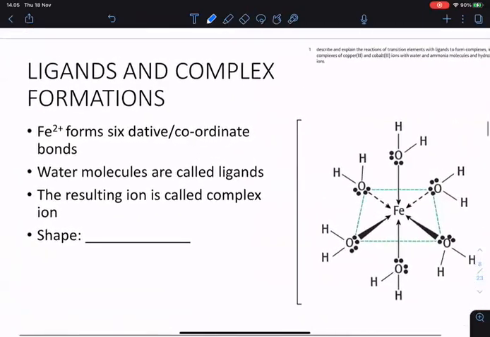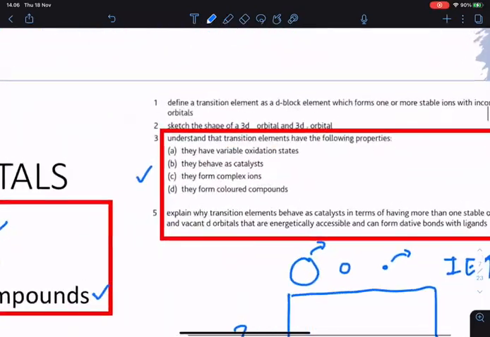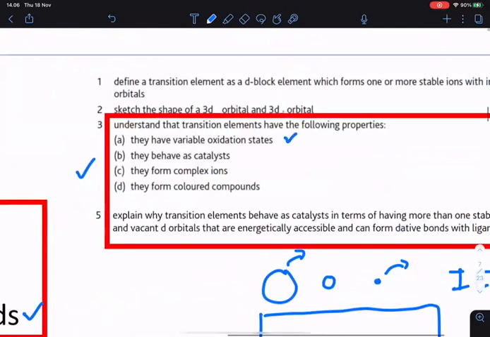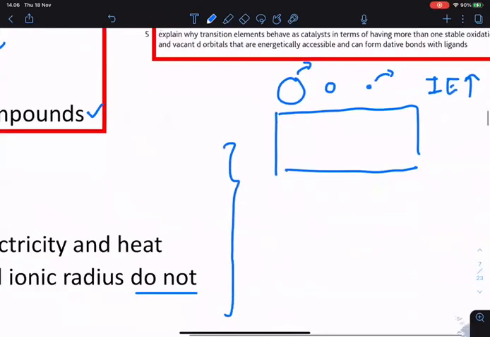So just now I talked about the four main important things here. The four main important things are variable oxidation state, they can behave as a catalyst, and complex ion. This one, complex and colored compound, is actually the same. Because they are going to form complexes, they are going to give you a colored compound. That colored compound is a complex ion.